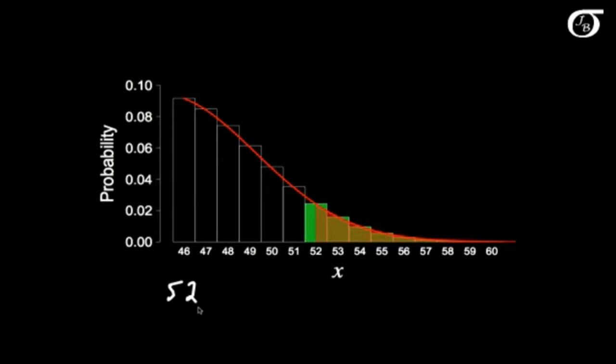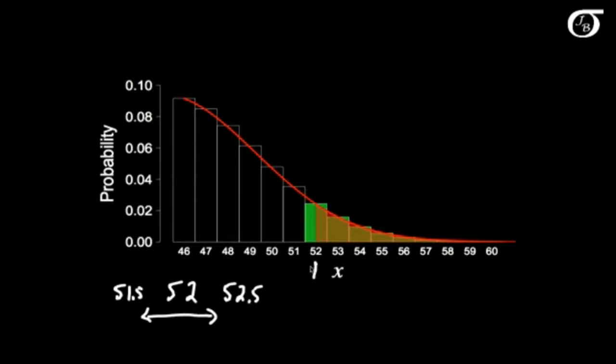52 in the continuous sense means exactly 52, 52.00000. So to regain that original meaning, we should let 52 take on all values between 51.5 and 52.5. That way, it comes closer to representing what is intended here in the binomial distribution.